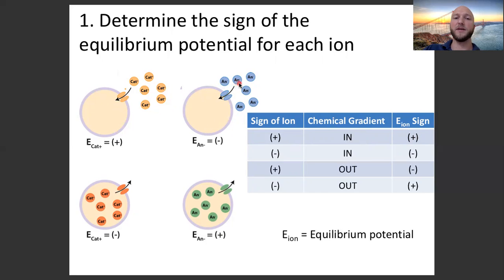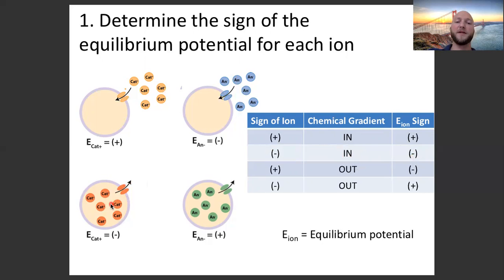We have an anion, negative. It wants to move into the cell. High concentration outside the cell, low concentration inside the cell. It wants to move into the cell. It wants to add negative charges to the cell, so it's going to make the cell more negative on the inside. So sign of the ion, negative. Chemical gradient goes into the cell. Negative equilibrium potential for that ion.